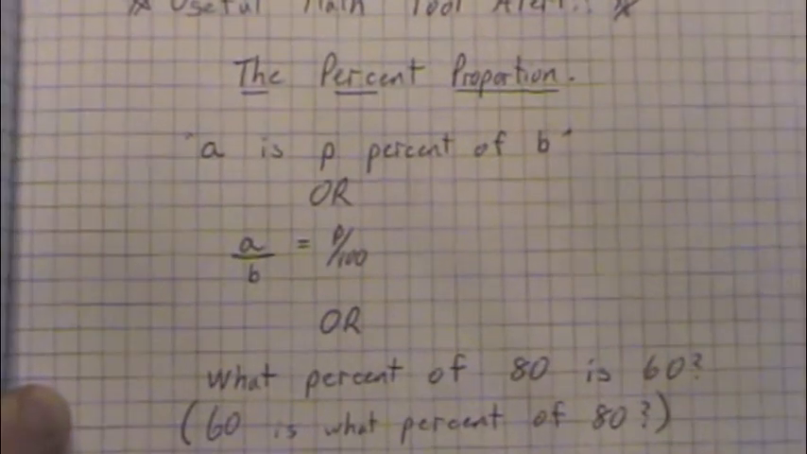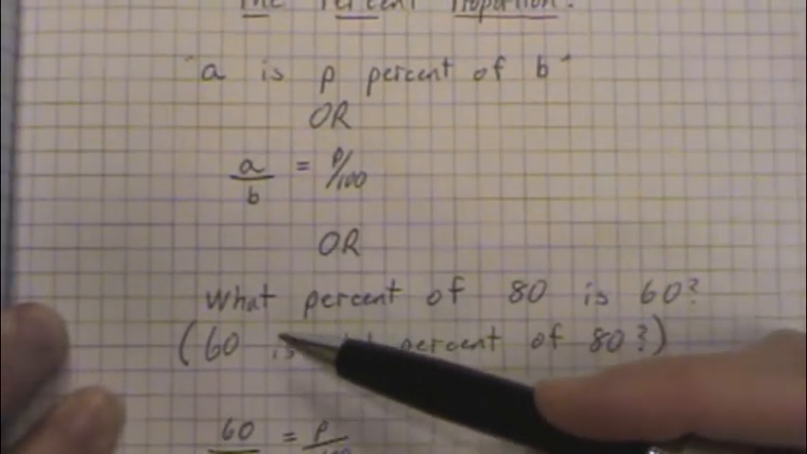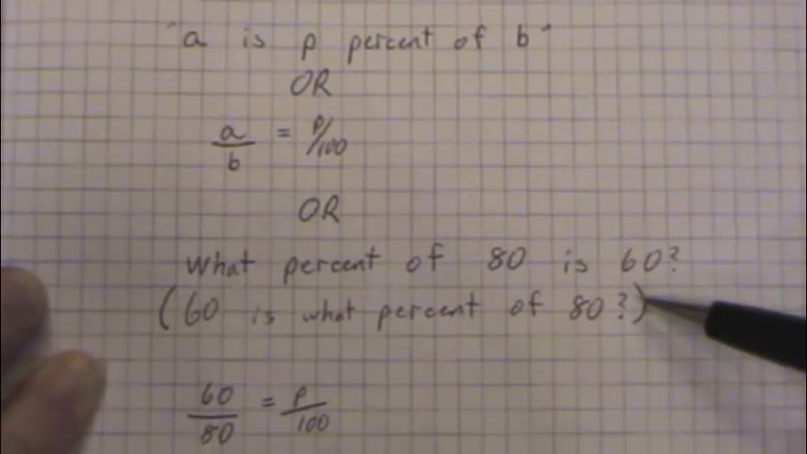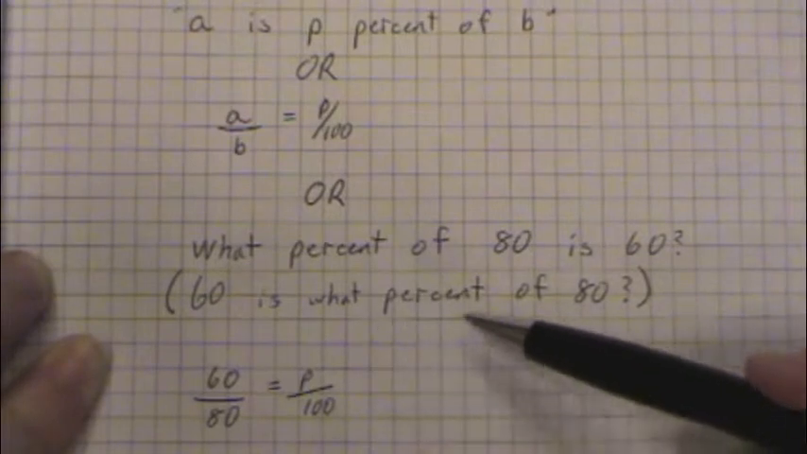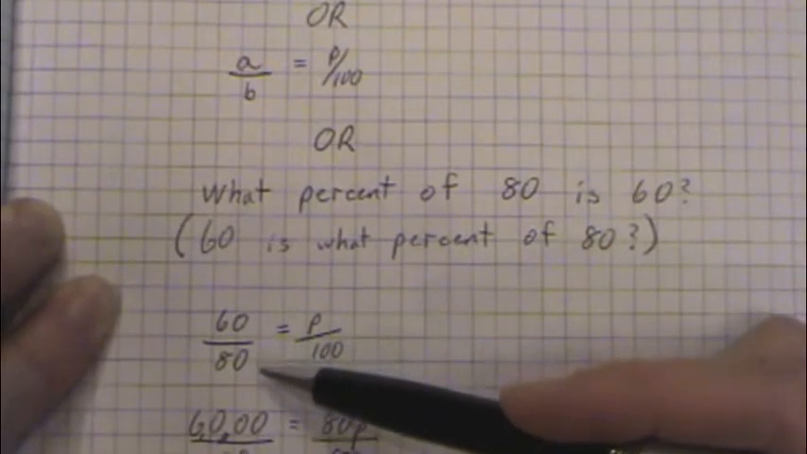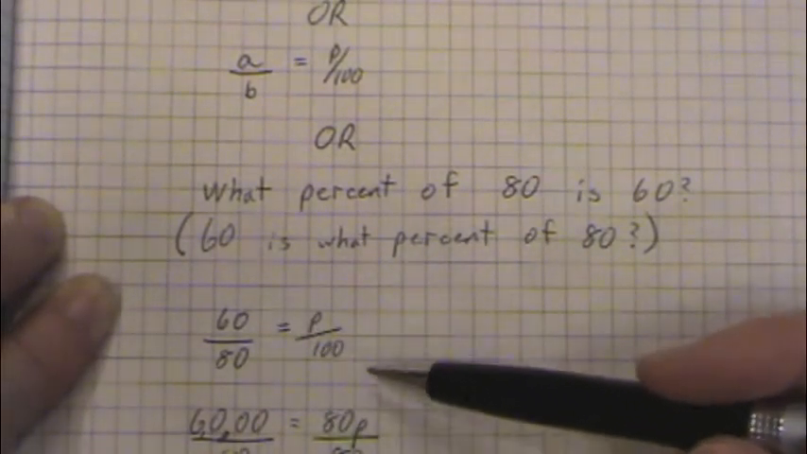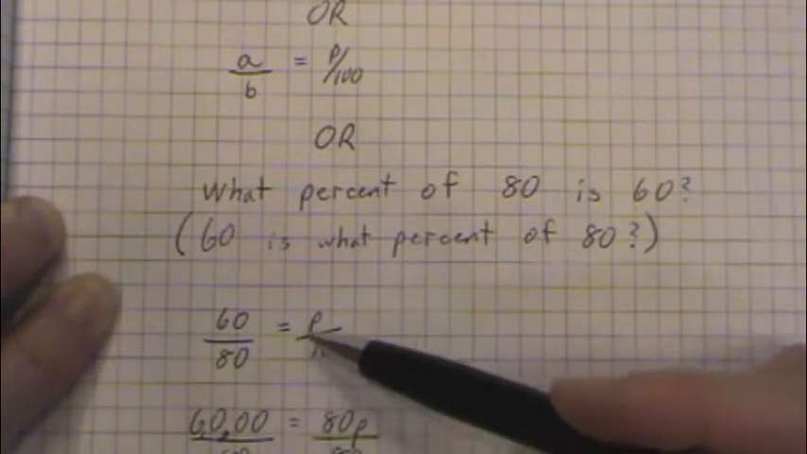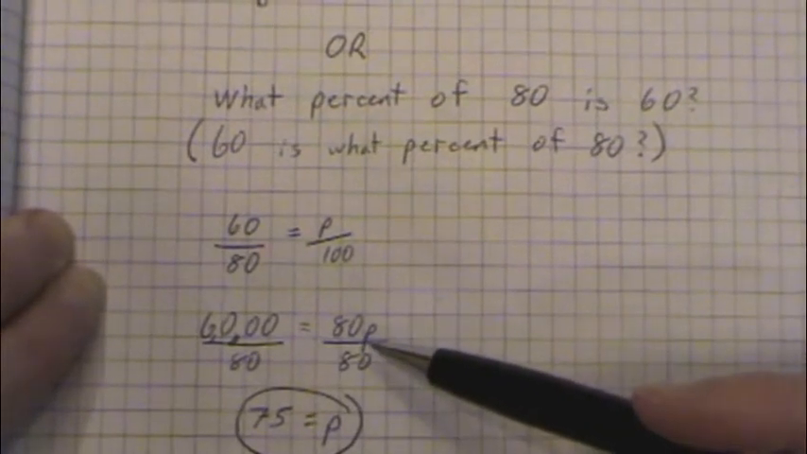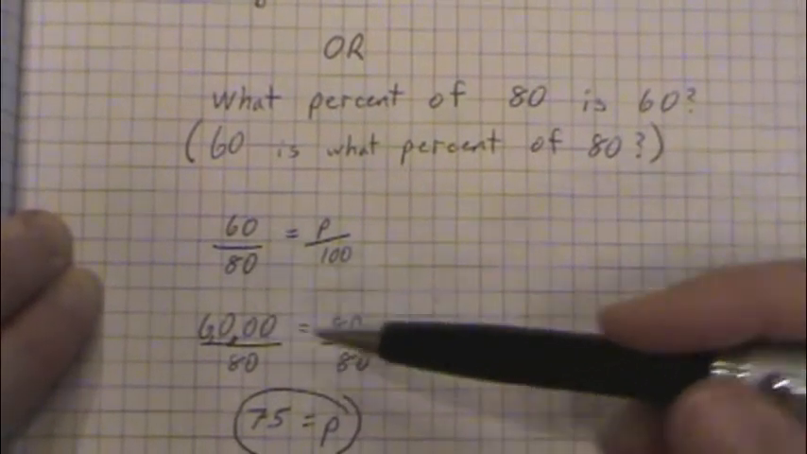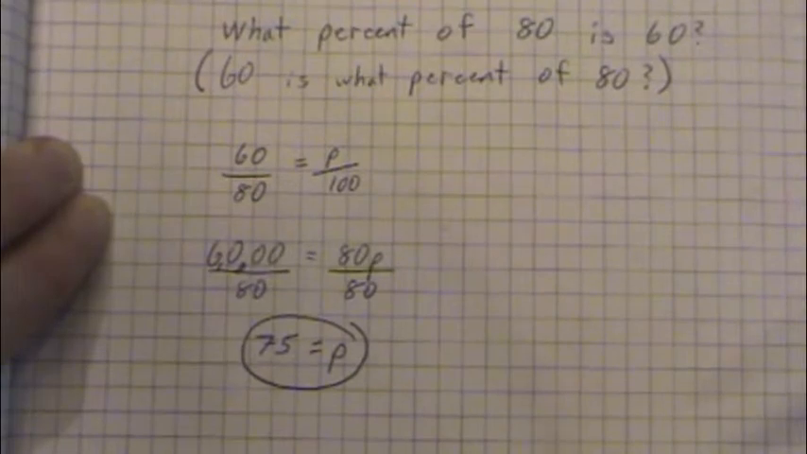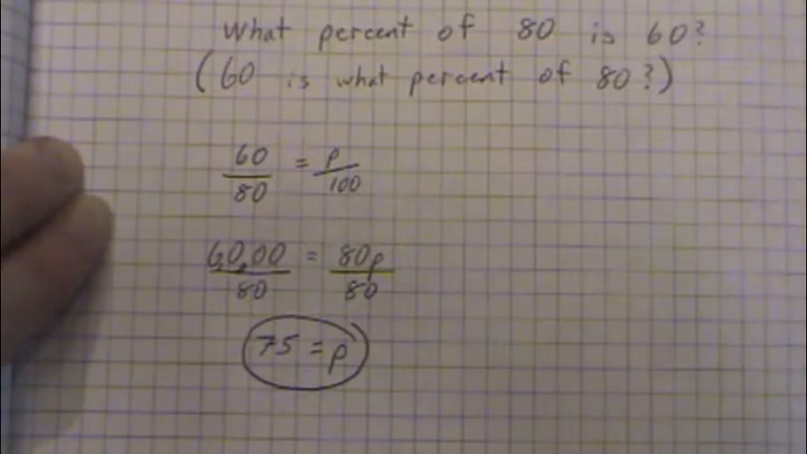Another way to look at this, given the actual question, what percent of 80 is 60? If you put that in regular English instead of wacky math book English, it says 60 is what percent of 80. You've got this. Once you've plugged those numbers in, it's a piece of cake, because you just cross multiply, and you end up with 6,000 equals 80p. Divide each side by 80. 75 equals p. How simple was that? Very simple. Moving on.